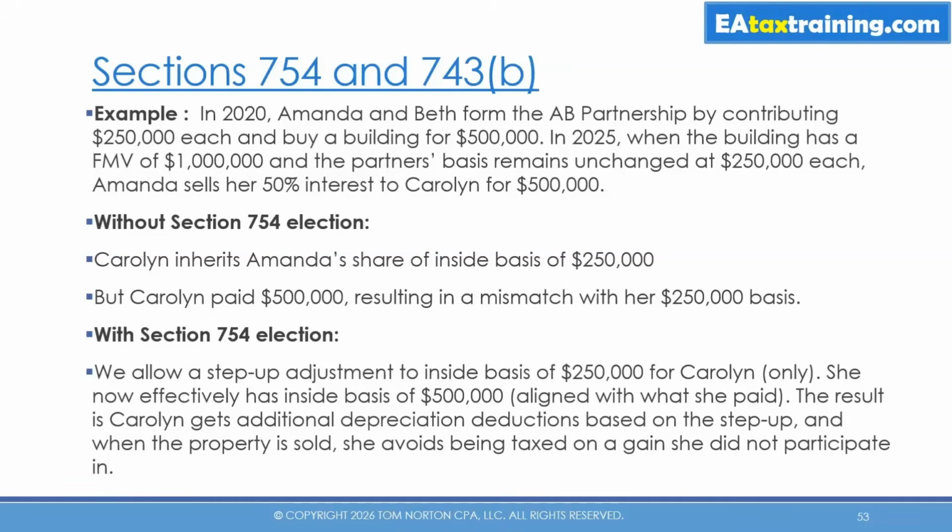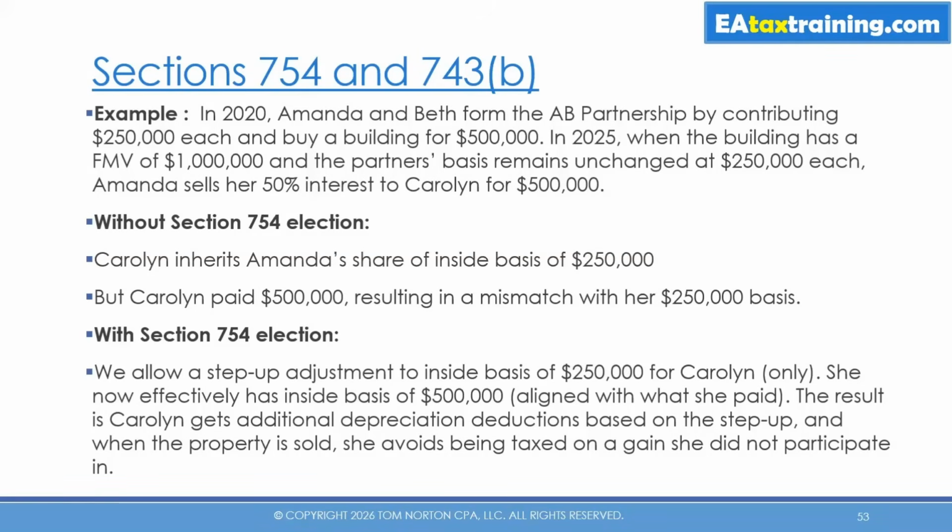So what 754 does is it allows her to say, no, my basis in this building is $500,000. So if we immediately sell the building for $1 million, that's a $500,000 gain to me, but I've got $500,000 basis. So now I don't have to pay tax on that, which of course is the fair result. So that's what 754 does.